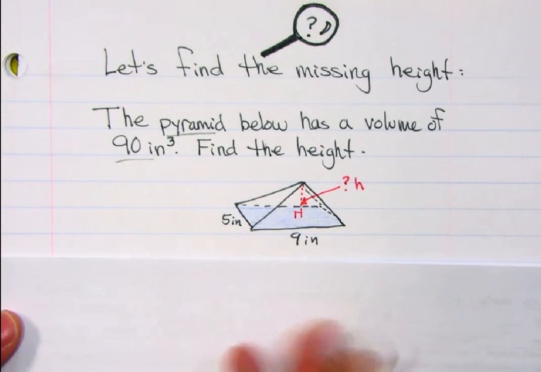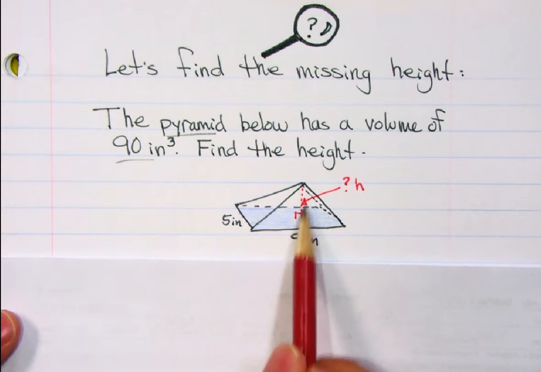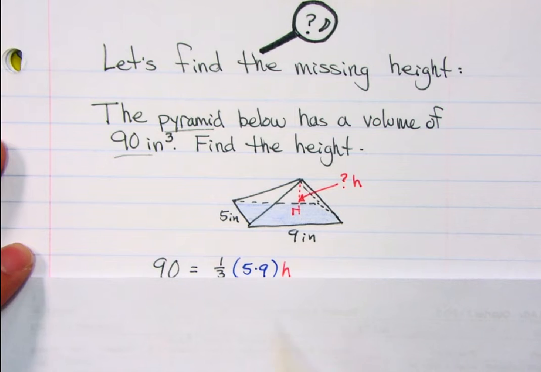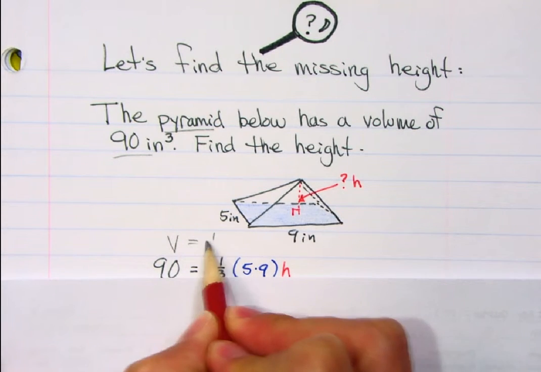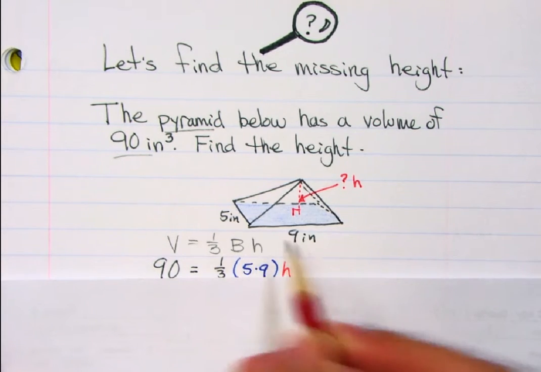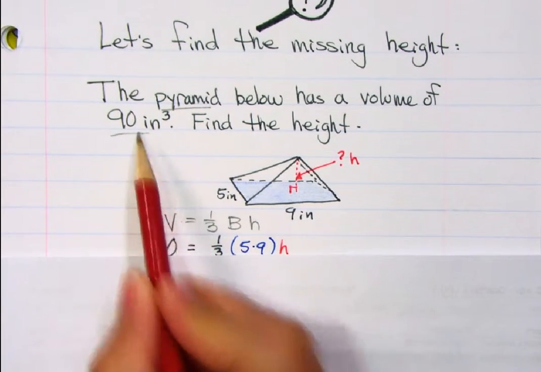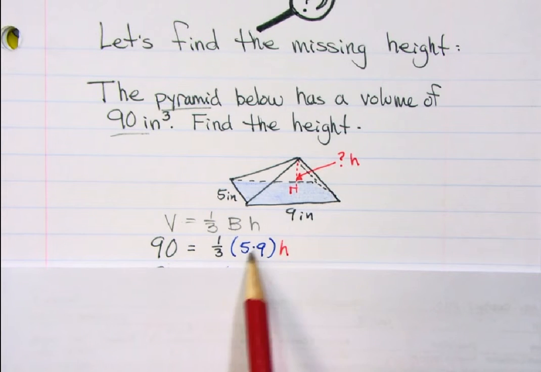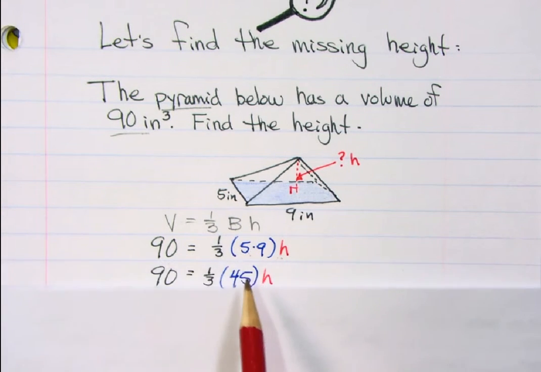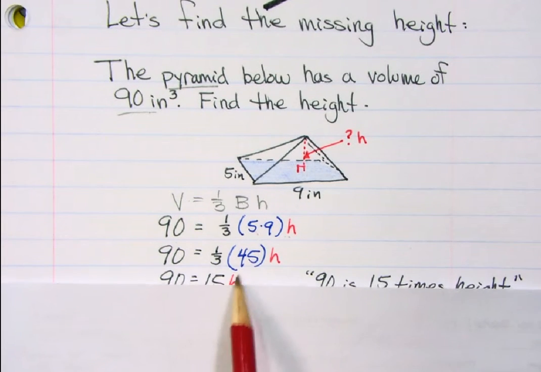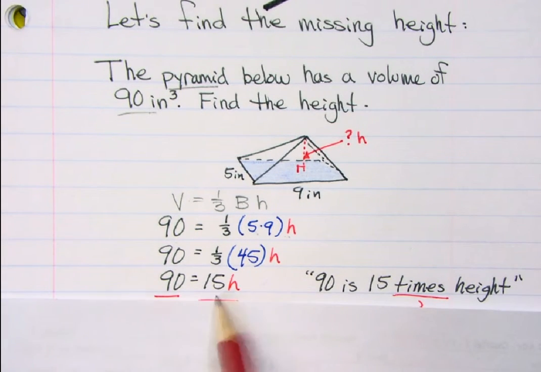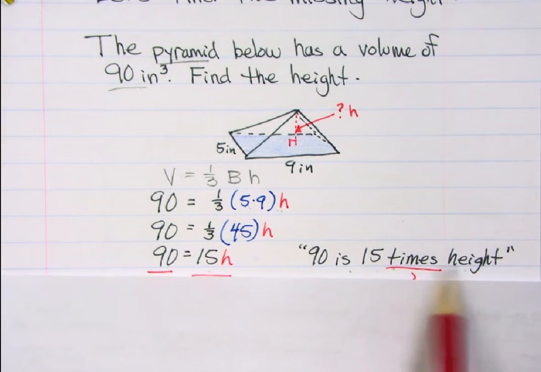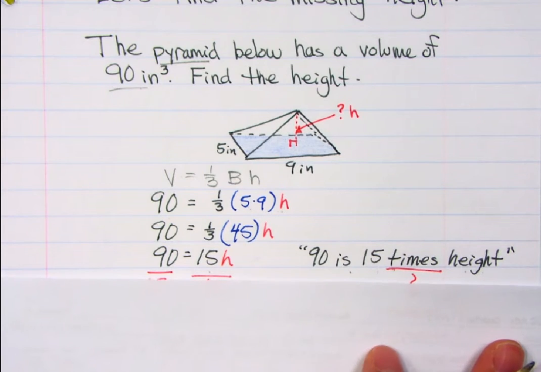Here's a pyramid. You can see the base and measurements, but what I don't give you is the height. I tell you that the volume is 90 inches cubed, so I can set up my formula, 1/3 area of the base times the height. I know my volume, it's 90, 1/3. My base is just 5 times 9, but I don't know my height. So I simplify. I take 1/3 of 45, and then I say, 90 is 15 times the height.